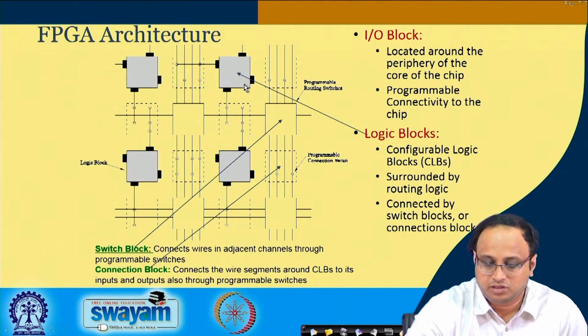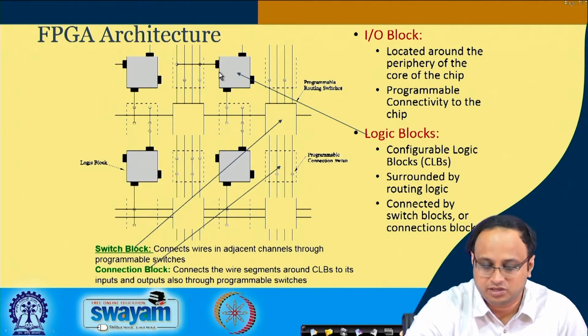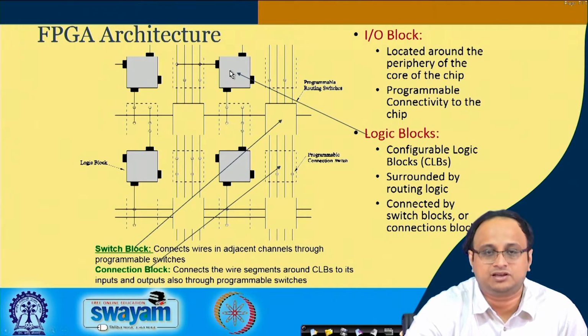Okay. The other important block is the logic block. This logic block is where your logic resides. This logic block is comprised of what are called CLBs, or configurable logic blocks, which are in turn made up of what are called LUTs, or lookup tables. In general, this architecture may vary from vendor to vendor, but more or less this is how it looks.